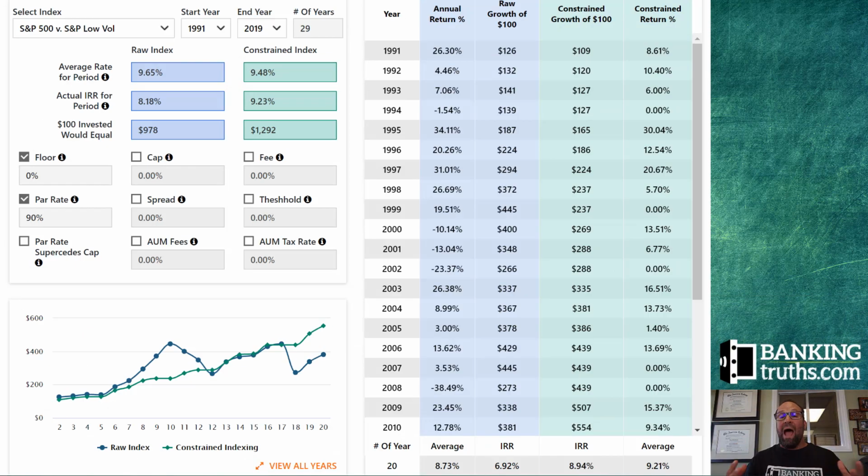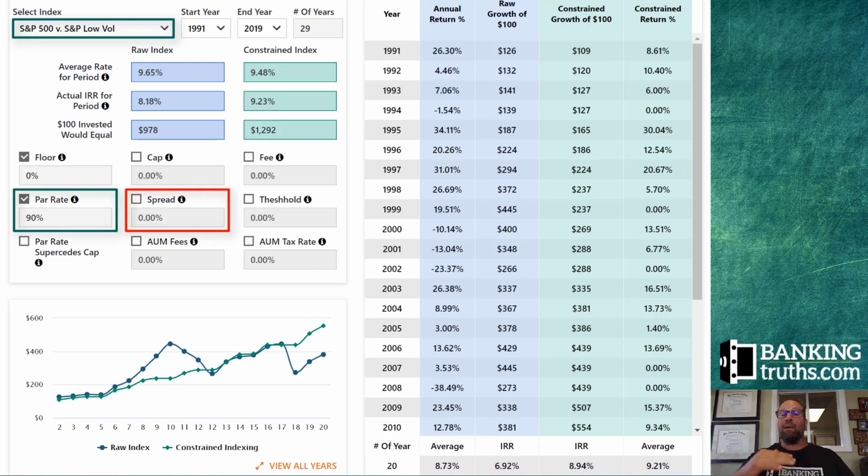Well, before all the wackiness happened in Q1, you could get this index and track it with a 90% participation rate. So instead of a spread that eats up your first 5 or 8 points, you would start tracking this index from $1, but instead of getting 100% of what the index did, you would only get 90. Again, it has to do with options pricing.